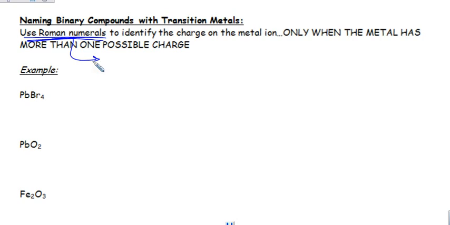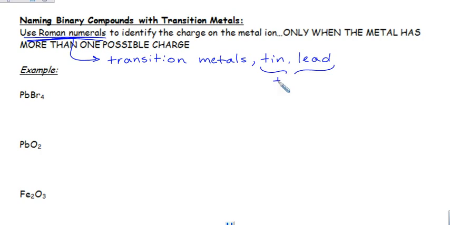Here are your choices. Transition metals, and there's 2 other screwballs, tin and lead. You wouldn't think tin and lead. They're down at the bottom of the carbon family, so you would think that they'd either be like +4 or -4. But they can actually go +2 or +4. And so you'll usually see a Roman numeral with tin and lead. They can have multiple positive charges.